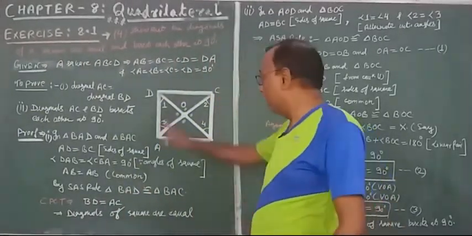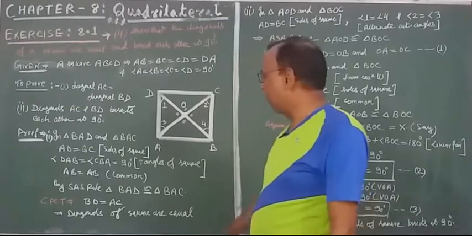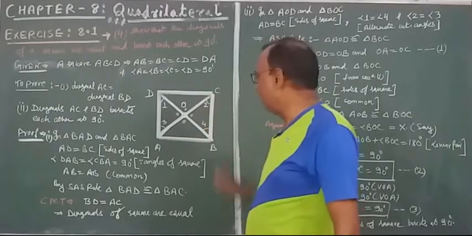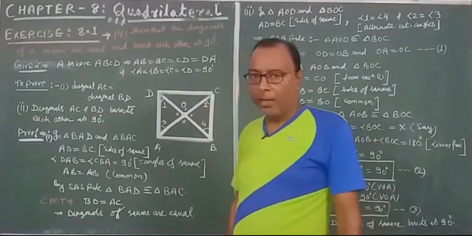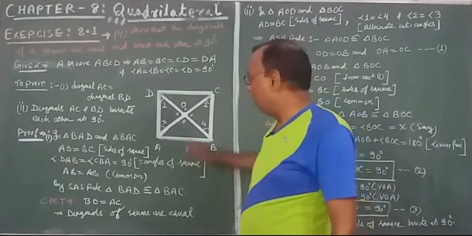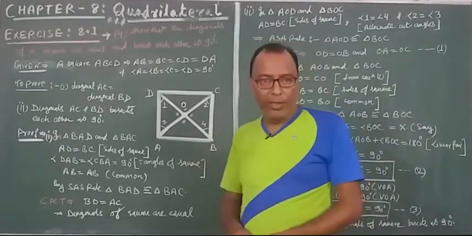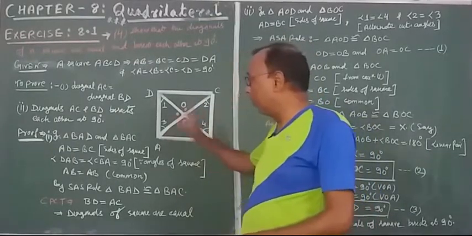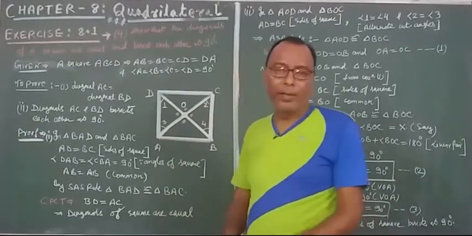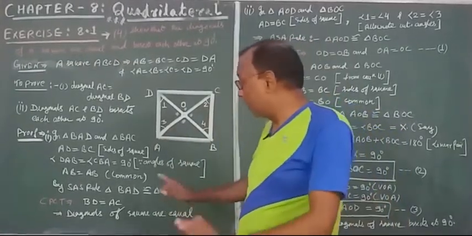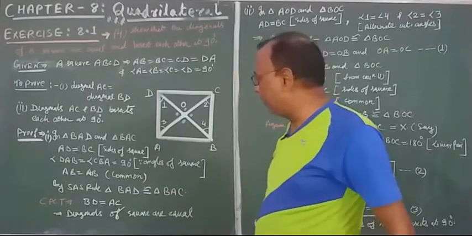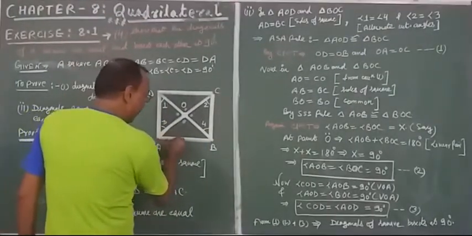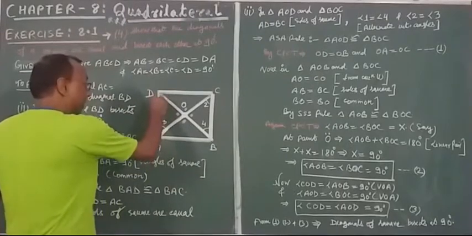Is it okay? So what we have to prove? The first one, that AC is equal to BD. The second one, AO is equal to CO and BO is equal to DO. And the third part is what? That angle AOB is equal to BOC is equal to angle COD and is equal to angle DOA. All these are equal to 90 degree. Is it okay? Now, just take the triangle BAD and this is another one, BAC.